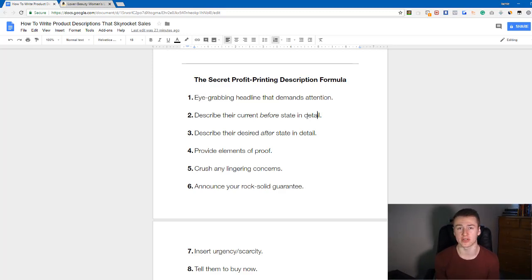So when I say in detail, don't go on forever because it's a product description, but make sure that somebody reading it is like, yeah, that's me. They resonate with it, and you build that rapport and trust with them.